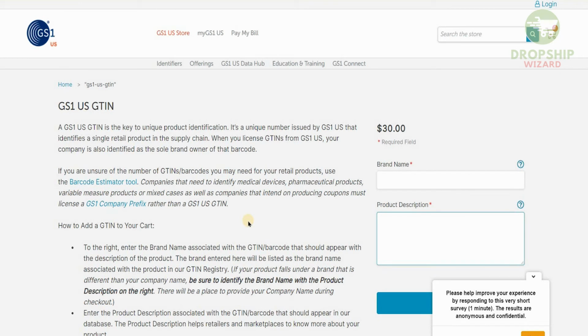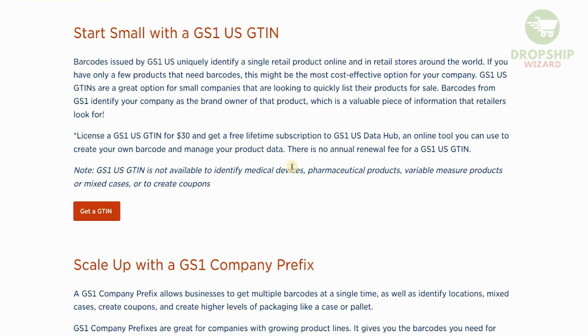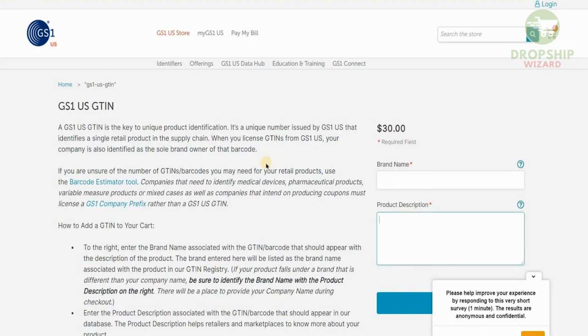Now over here, this is where the information is going to come into existence. Once you have done all of that, all you need to do is click on get your GTIN. Once you do that, you'll go to the next page. Now over here, you will have your brand name and your product description, which is crucial that you put in because this is literally the most important thing.